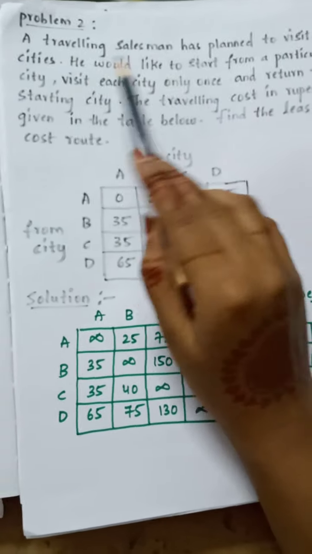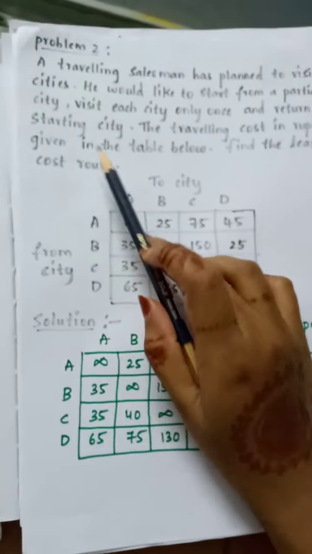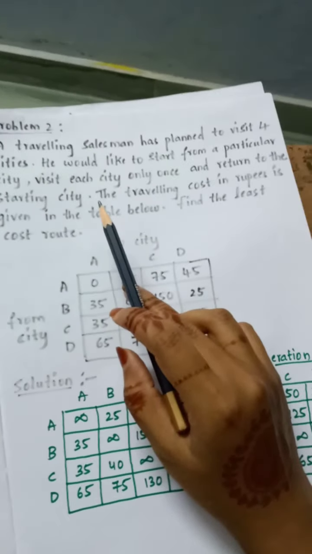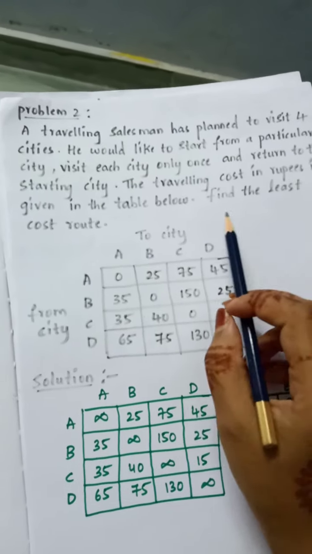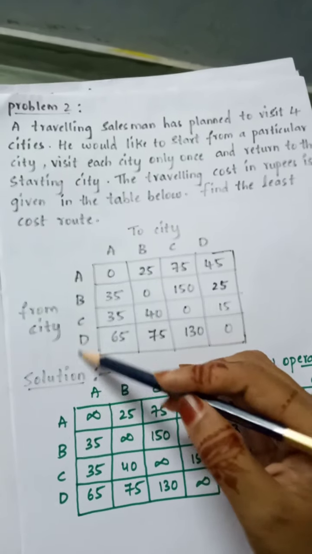Next, problem number 2, students. A traveling salesman has planned to visit 4 cities. He would like to start from a particular city, visit each city only once and return to the starting city. The traveling cost in rupees is given in the table below. Okay, this is the traveling cost, students. We have to find out the least cost route. Okay, so these are all the 4 cities, students.